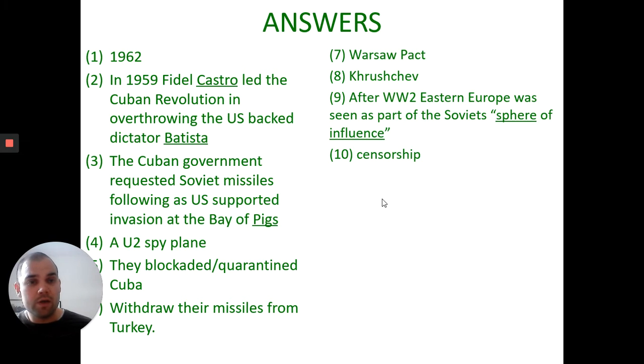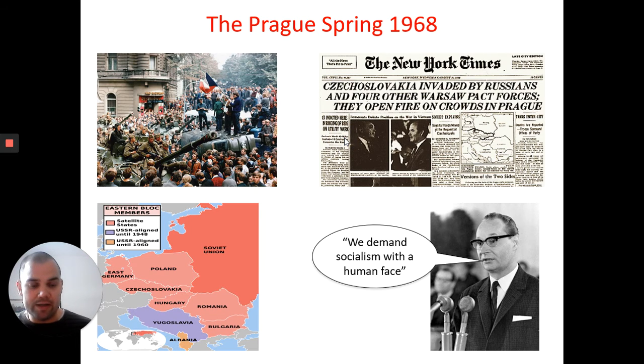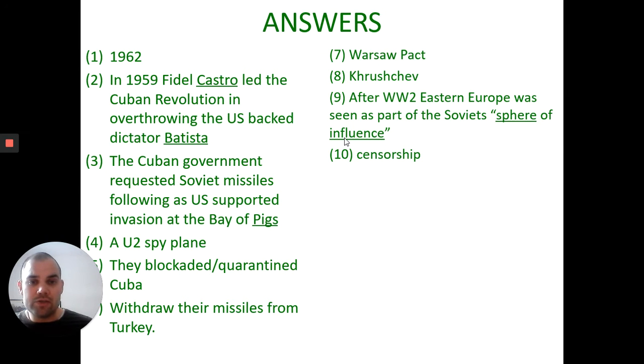At the end of World War II, Eastern Europe was seen as part of the Soviets' sphere of influence, so this area where they would have a strong level of influence over the government and how the countries were run. And then finally, keyword: censorship. Okay, so that is when what the media are able to say in print is controlled by the government. Censorship was very common within the Soviet satellite states in Eastern Europe.